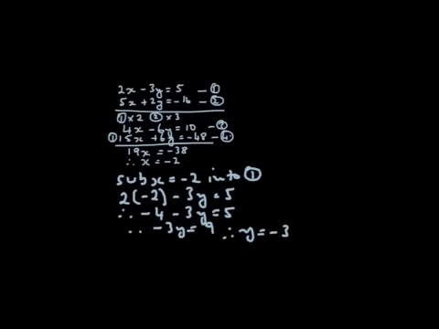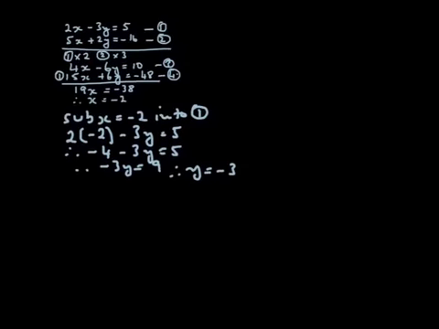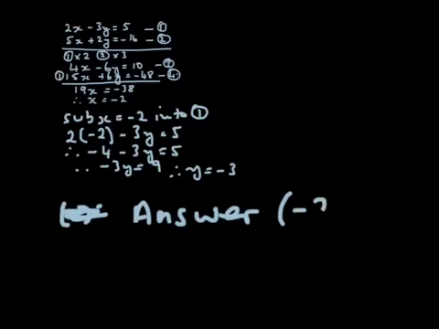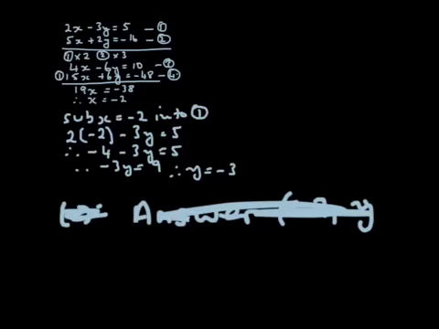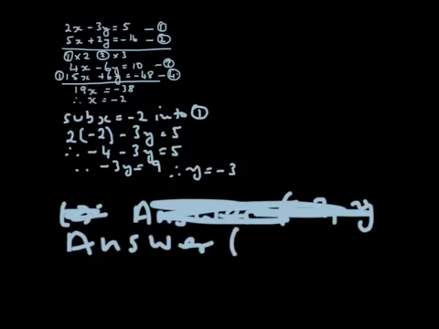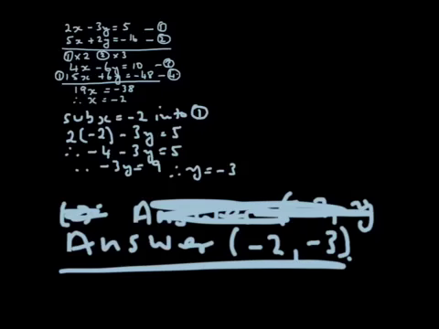Okay, so writing our answer neatly, we get answer: x is negative 2 and y is negative 3. And again, to re-emphasise the point, what we found there is that if we were to graph these equations, equation 1 and 2, or 3 and 4, what we'd have found here is the point of intersection of those two lines.